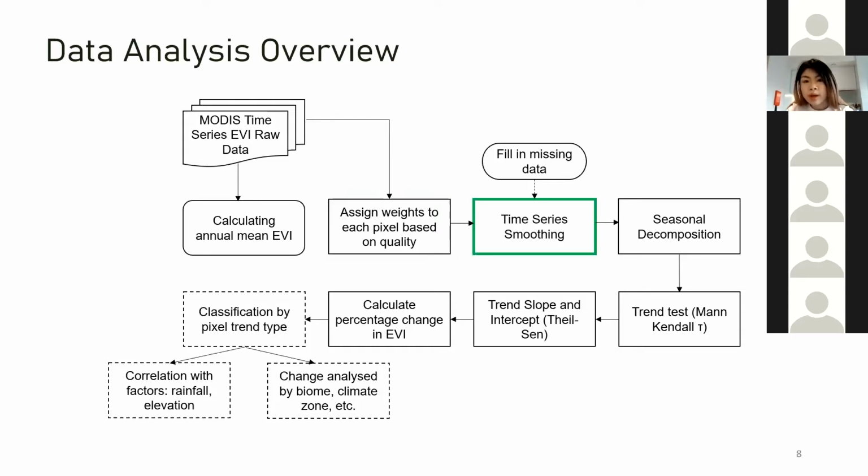Then we smoothed the raw time series data. And then from the smoothed time series data, we extracted a trend.